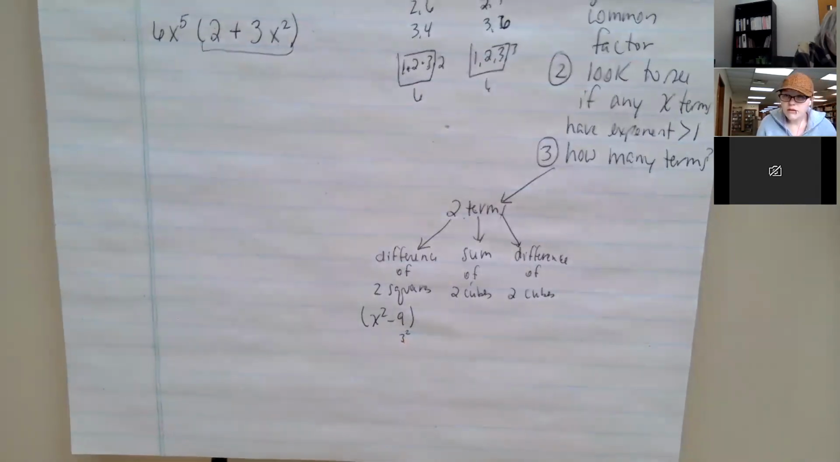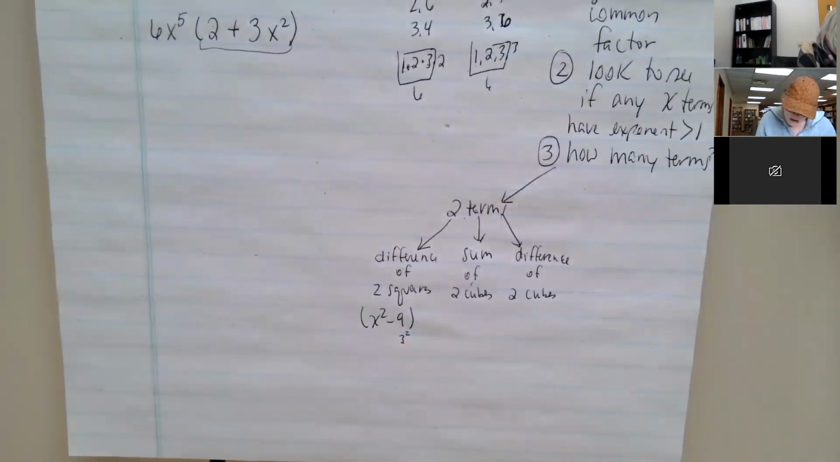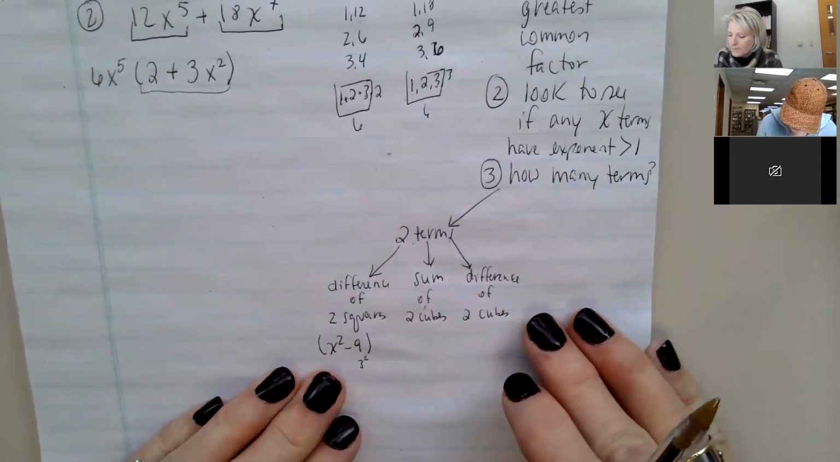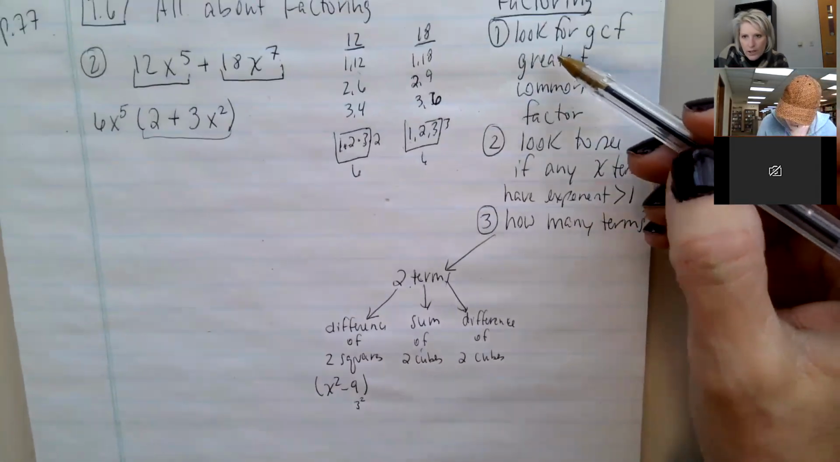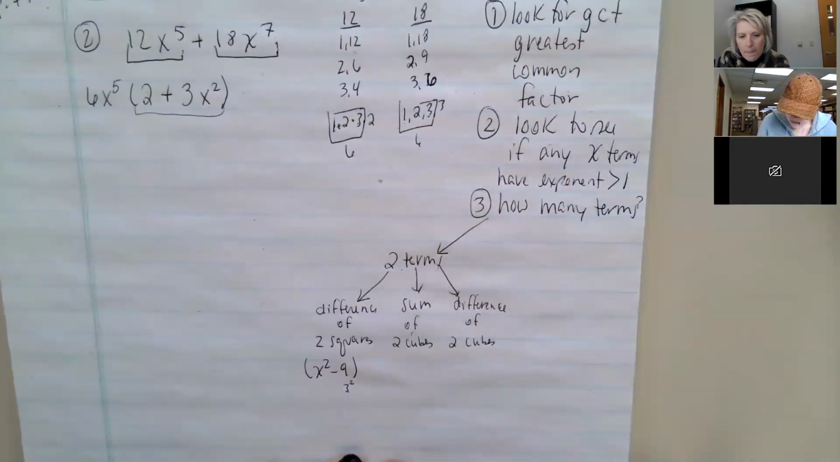They're in the lesson in here too. They don't give a good diagram in this book, but they do go through all these things. These are just the questions that you're going to ask yourself when you're factoring.